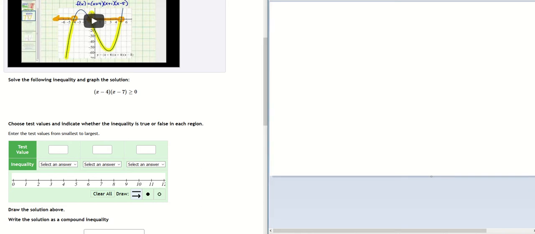So we're just going to take the two parts of the factored part and figure out the roots here. So we have x minus 4 is equal to 0, and then we have that x minus 7 is equal to 0. So that gives us x is equal to 4 and 7. So whenever we make our number line to test around, this is where we want to test around.